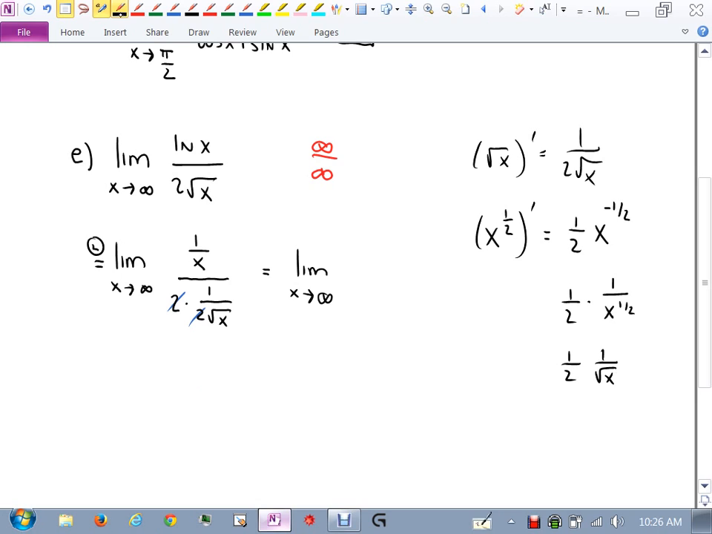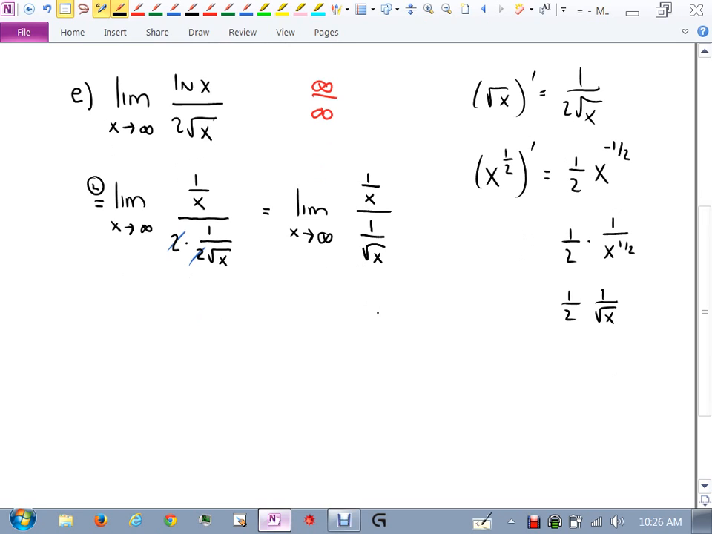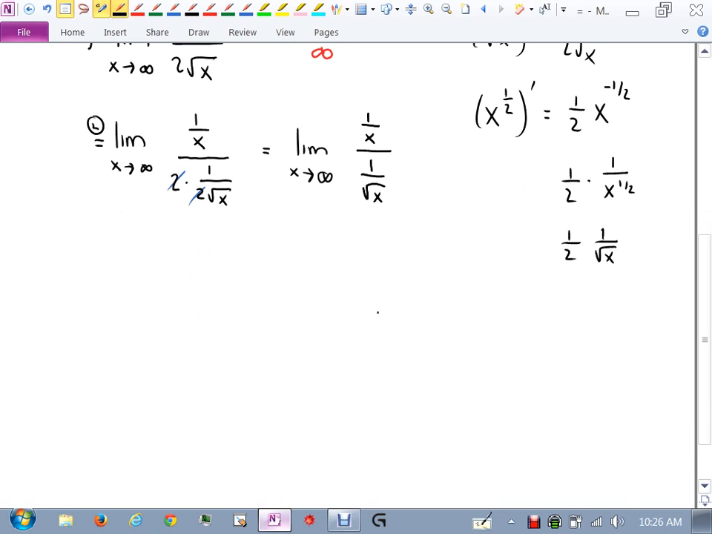So what does that equal here? 1 over x over 1 over root x. Yes. And you can flip. Are you having trouble factoring that? No, you're good. Okay. You can flip this and get root x over x. Right, you're taking 1 over x, you're dividing by this, so you multiply by the reciprocal.